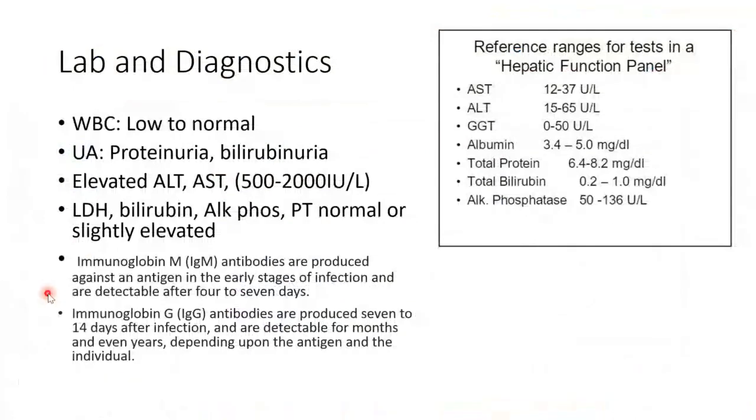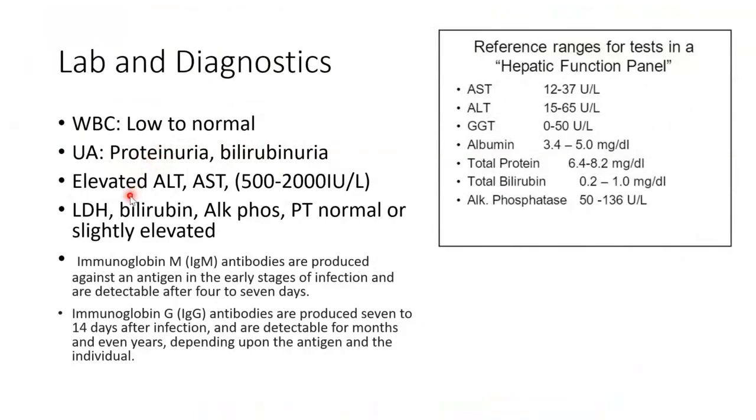Okay, so hepatitis. These are just some general labs and diagnostics. White blood cells can be low, they can be normal. Just in general, remember it is a virus. In a urinalysis, there could be some protein in the urine and bilirubin in the urine. Remember, this is indicative that something's going on with the liver because there's too much bilirubin traveling around in the blood. Remember, the liver makes albumin, so those could be leaking out and be in the urine.